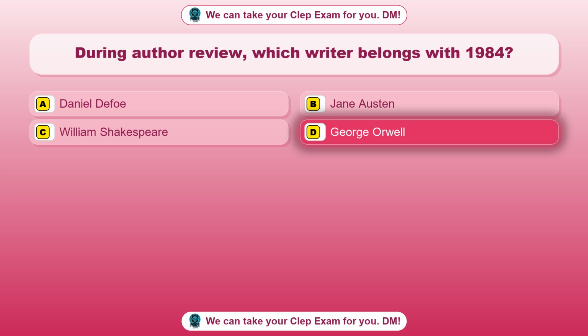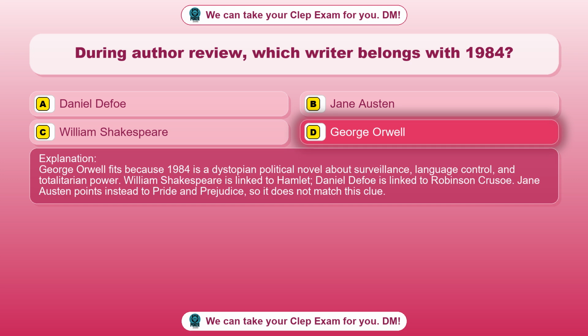George Orwell. George Orwell fits because 1984 is a dystopian political novel about surveillance, language control, and totalitarian power. William Shakespeare is linked to Hamlet, Daniel Defoe is linked to Robinson Crusoe. Jane Austen points instead to Pride and Prejudice, so it does not match this clue.